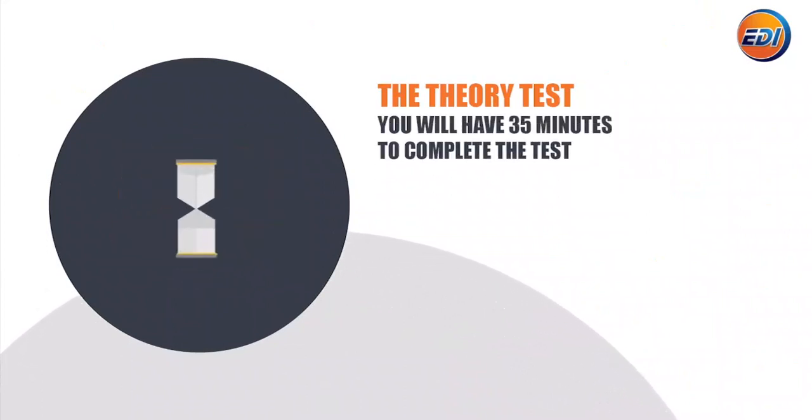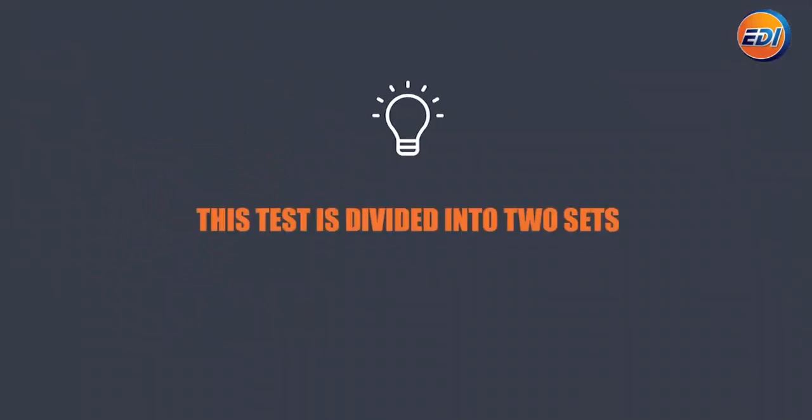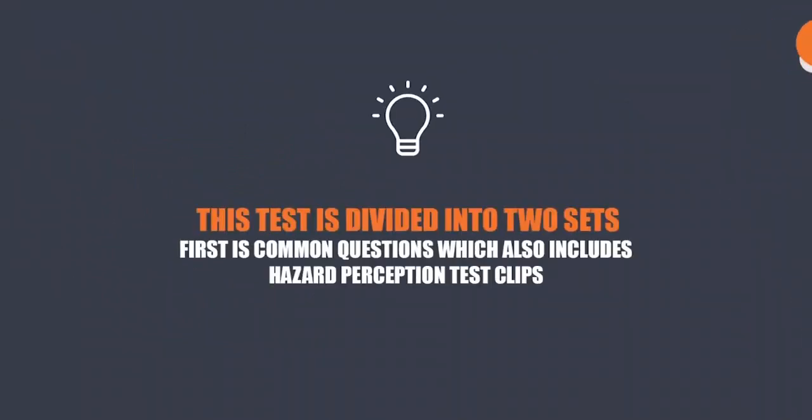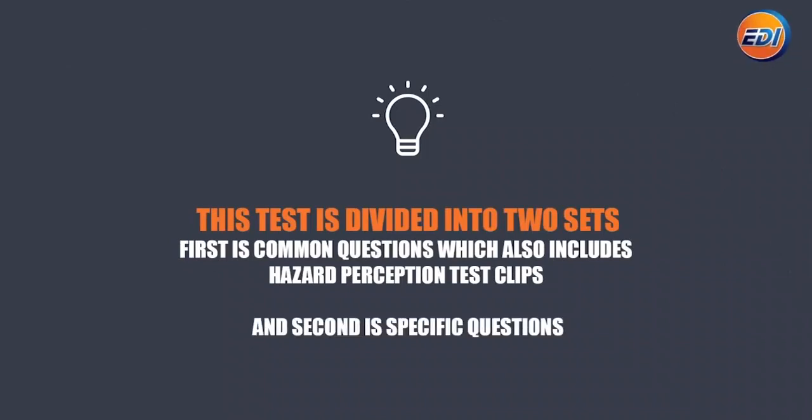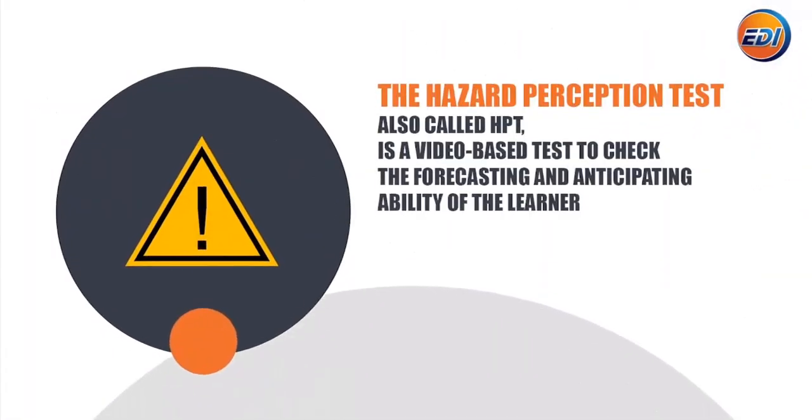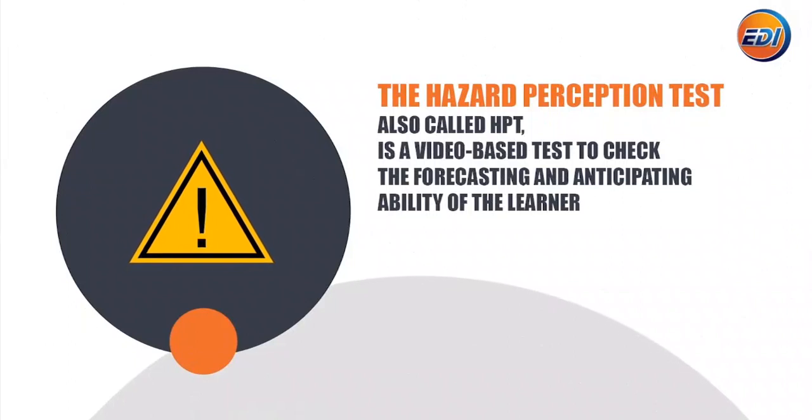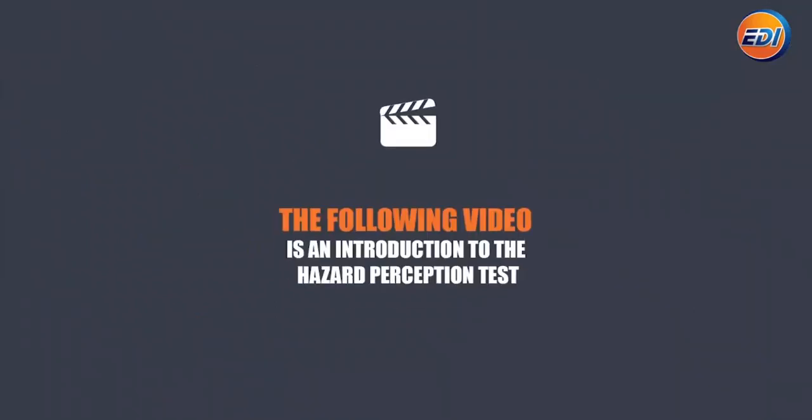You will have 35 minutes to complete the test. This test is divided into 2 sets. First is common questions, which also includes hazard perception test clips, and second is specific questions. The hazard perception test, also called HPT, is a video-based test to check the forecasting and anticipating ability of the learner. The following video is an introduction to the hazard perception test.